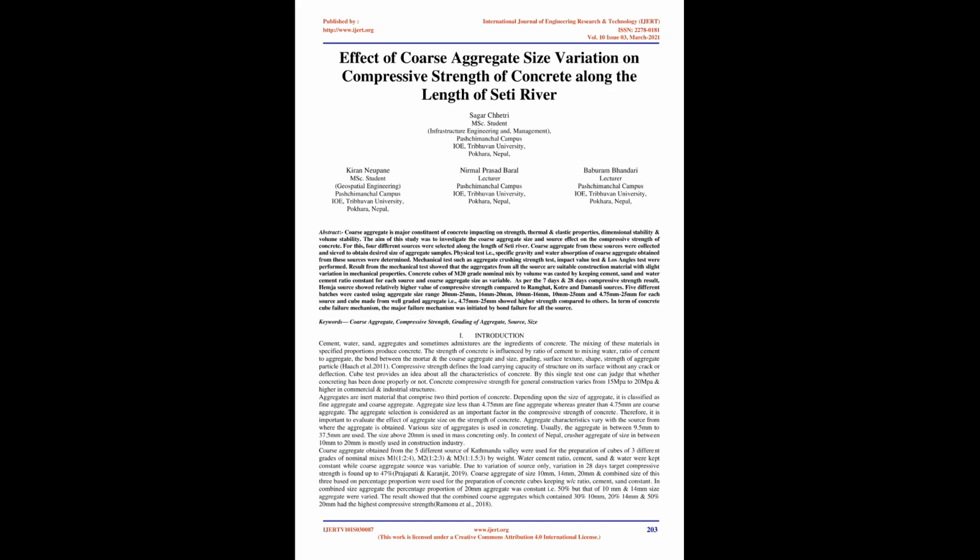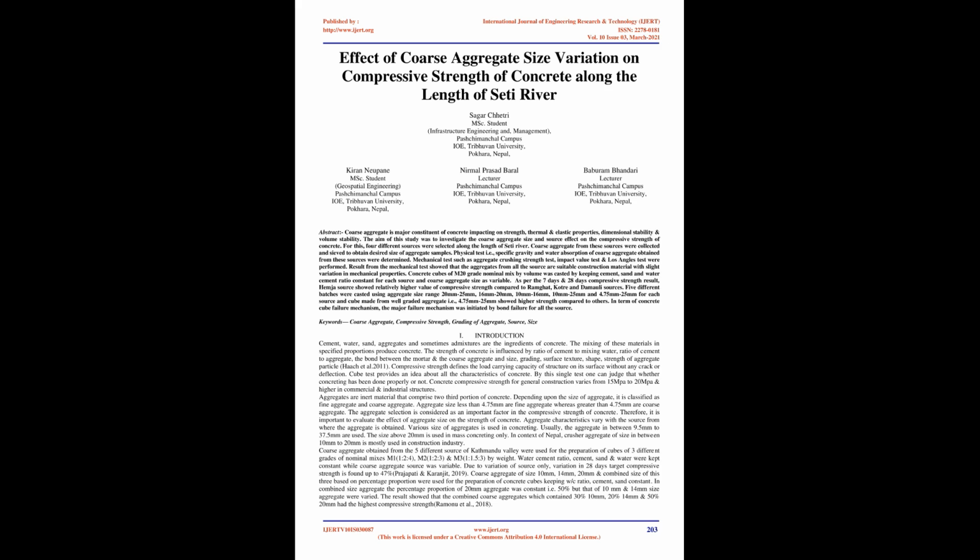The strength of concrete is influenced by the ratio of cement to mixing water, the ratio of cement to aggregate, the bond between the mortar and the coarse aggregate, and the size, grading, surface texture, shape, and strength of aggregate particles, HETAL 2011. Compressive strength defines the load carrying capacity of a structure on its surface without any crack or deflection. Cube test provides an idea about all the characteristics of concrete.